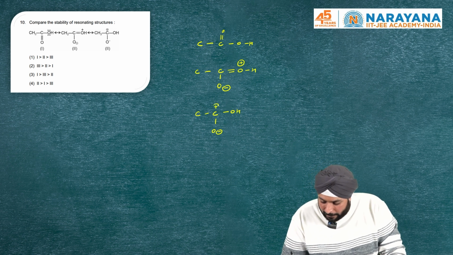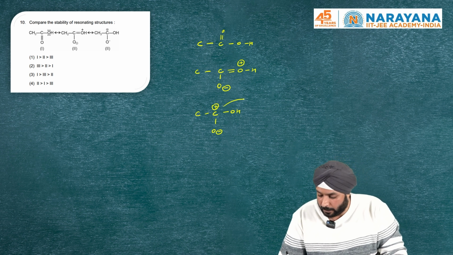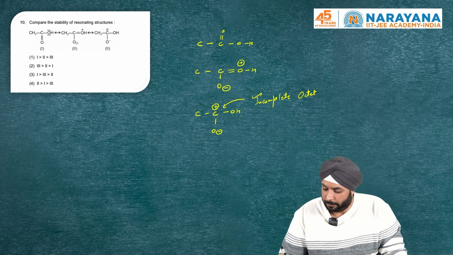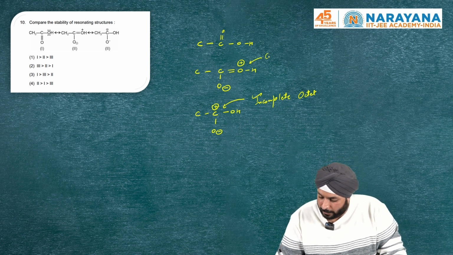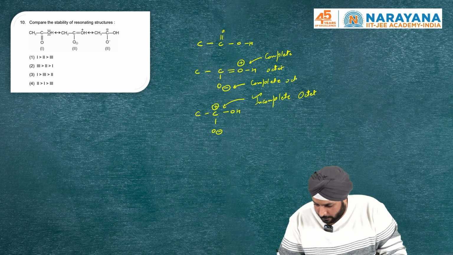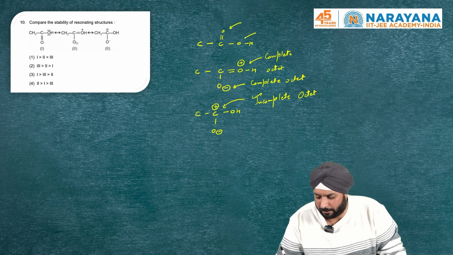A lesser number of bonds will indicate that the octet of one of the atoms is not complete. So here the octet is not complete, it's an incomplete octet. Here complete octet. Here complete octet. Here also both the oxygen atom and every atom have a complete octet.